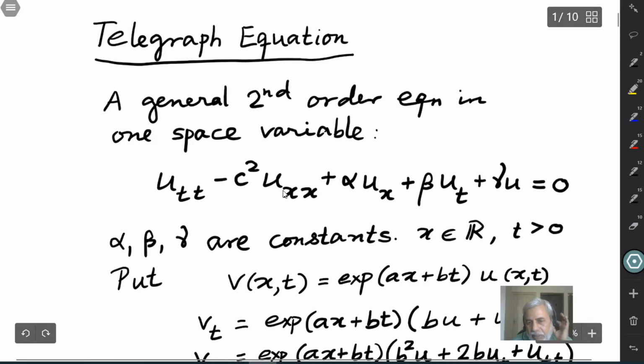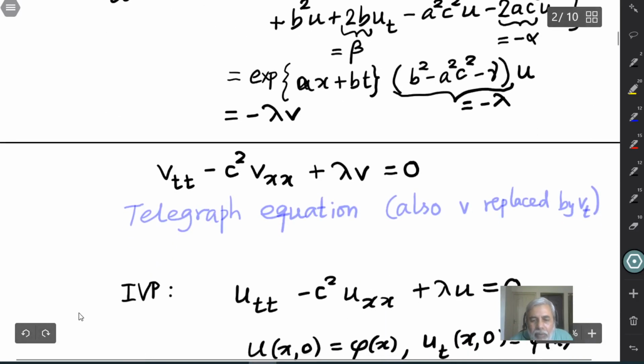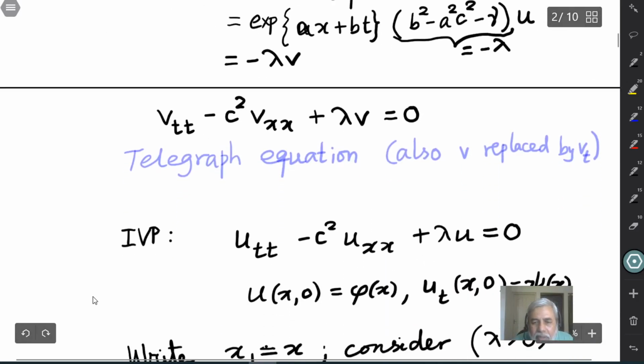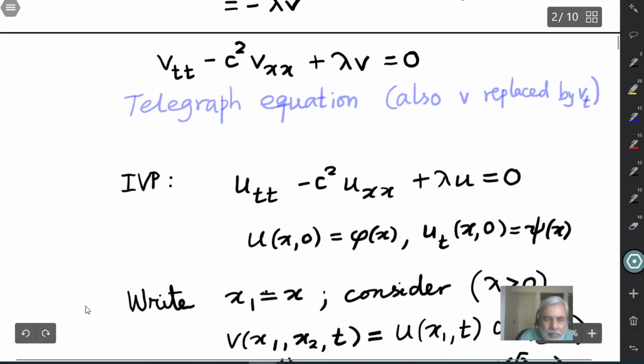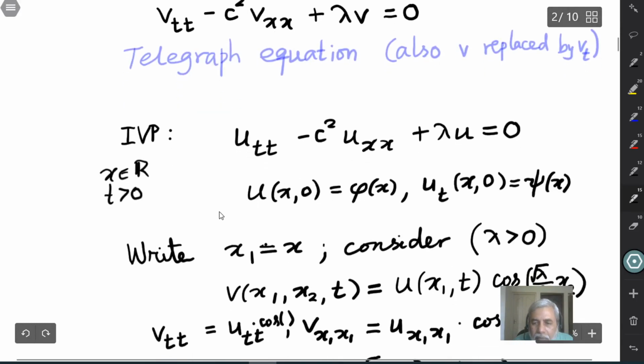Since a general second order equation of this form can always be reduced to the Telegraph equation, we now consider the initial value problem for this Telegraph equation. Just remember here, x is in R, so this is one space dimensional. The only difference between wave equation and this is that we have a lower order term, namely lambda u equal to 0, and since it's again a second order equation, we prescribe two initial conditions. So this is the initial value problem.